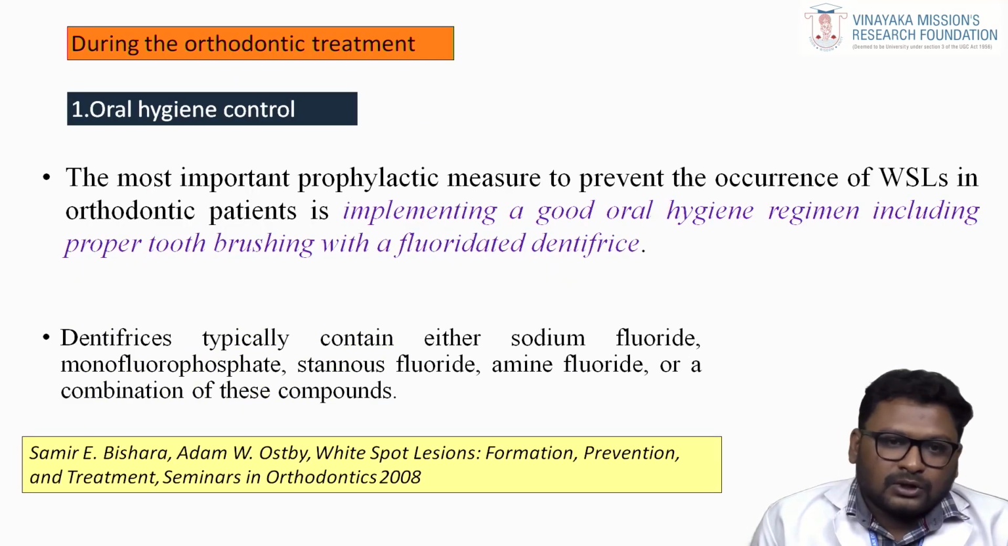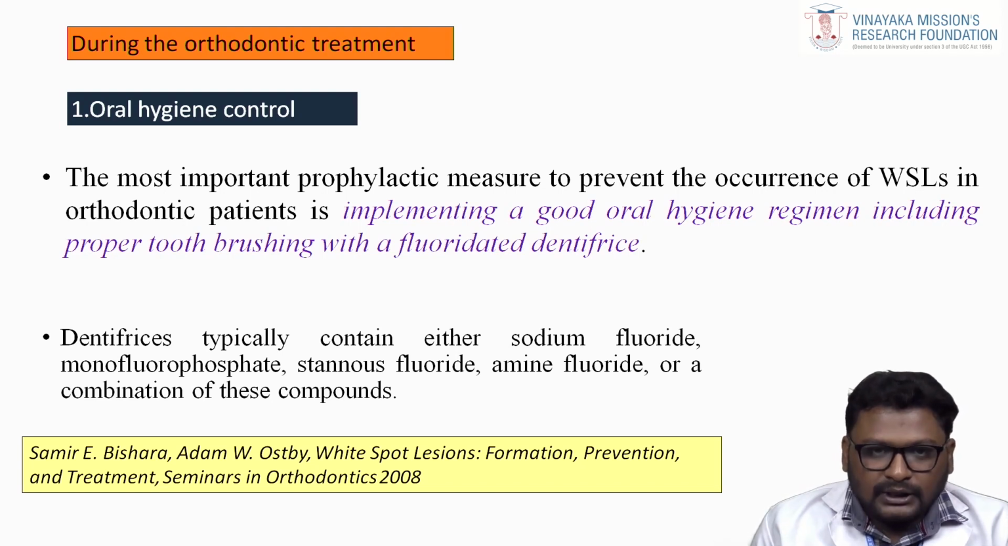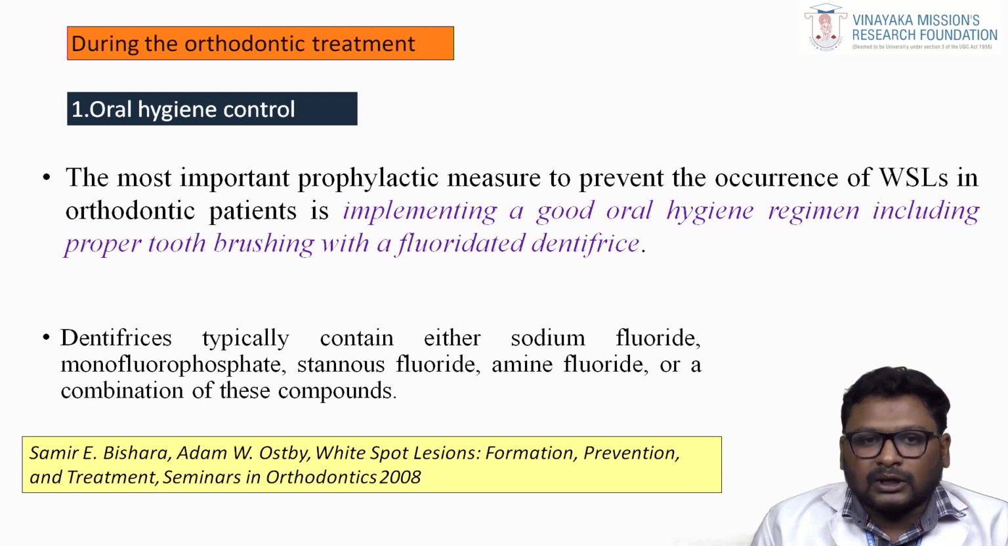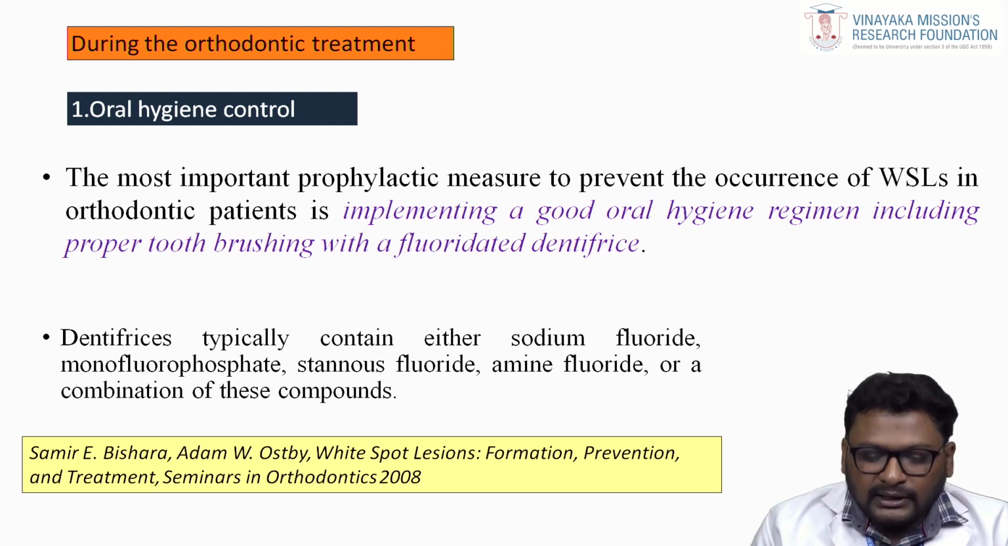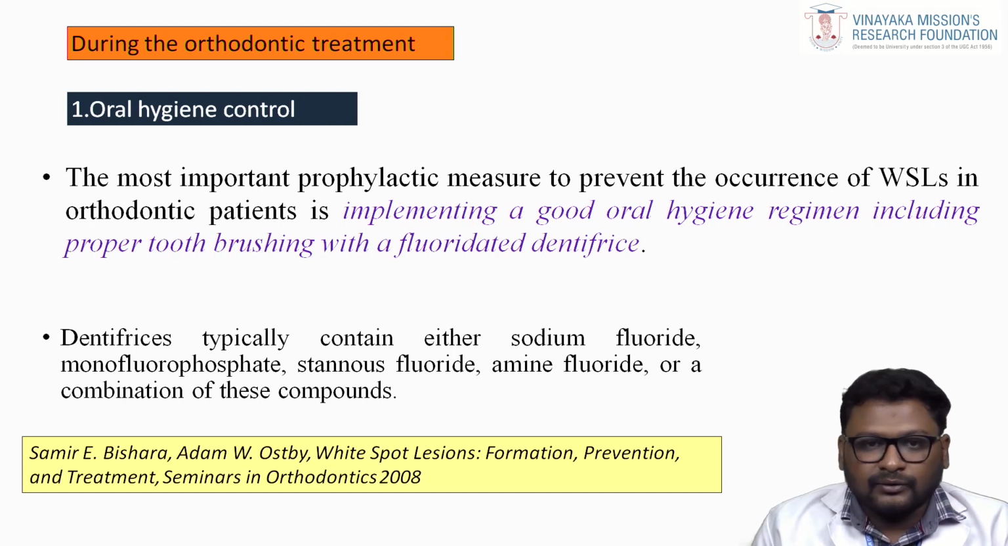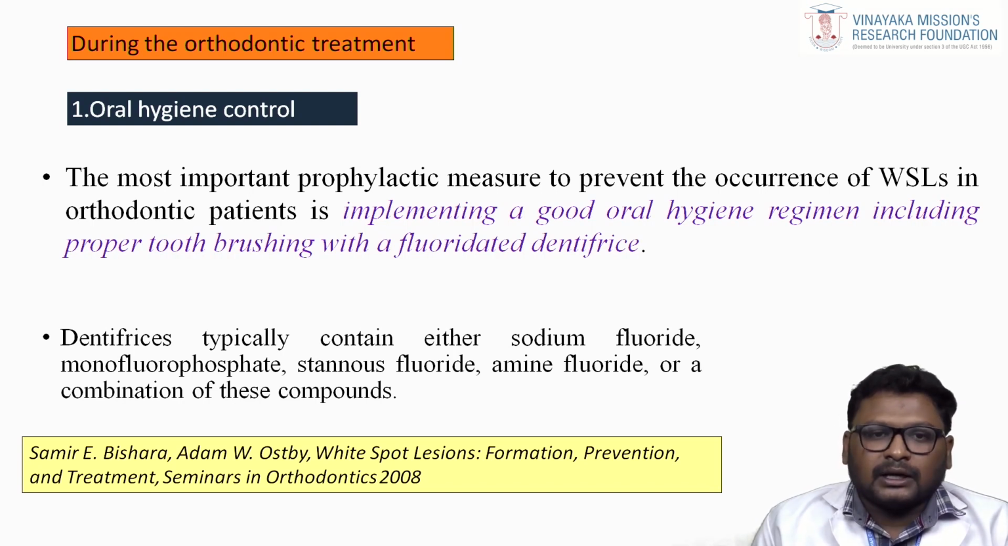So first one is oral hygiene control. The first and foremost measure is maintenance of proper oral hygiene. The first important prophylactic measure to prevent the occurrence of white spot enamel lesion in orthodontic patients is implementing a good oral hygiene regimen, including proper tooth brushing with a fluoridated dentifrice. Usually we have a daily routine. All the pastes we are using, the commonly used toothpastes, are already fluoridated ones.